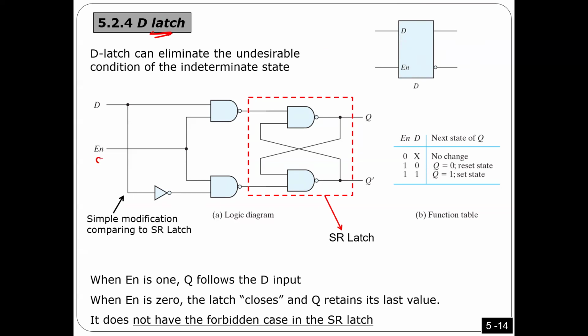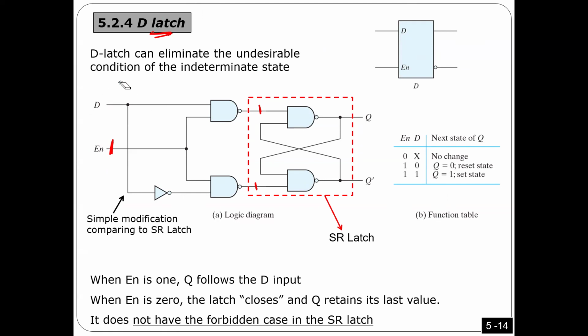Number 1, if the enable is equal to 0, regardless of what D is, you are going to get 1 and 1 here, and then no change. As you see here, this is a characteristic table. When the enable is 0, regardless of the value of D, no change because it's disabled. Make sense? Now, if this one is enabled, I have 2 options: either D is 0 or D is 1. Only 2 options. Make sense?